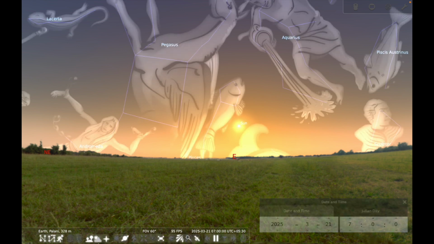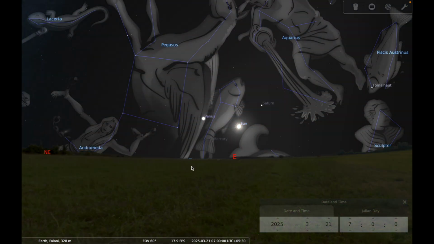And for the observer, it will be visible only if I remove the atmosphere. Once the atmosphere is removed, we see that on the 21st of March, the sun seems to be in the Meena Rashi, the Pisces.